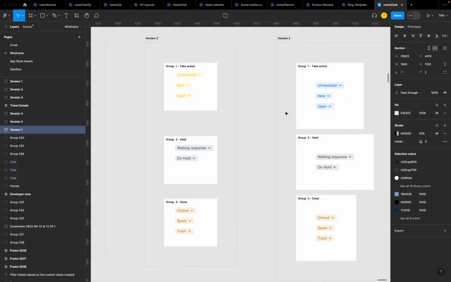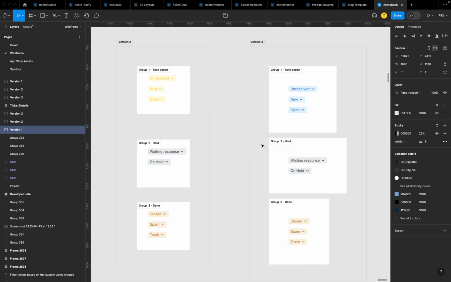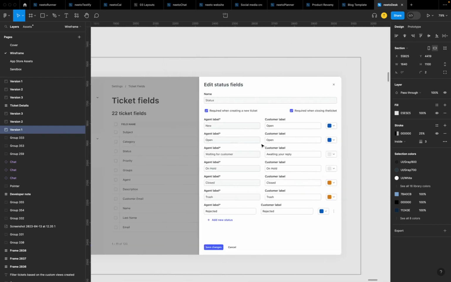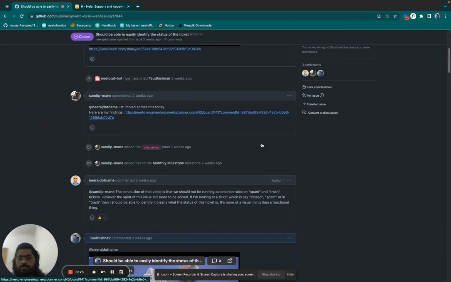So that's when we thought of considering a different approach and going with version 3, where we represented take action using the info color that we were using in the Neeto product. This is a light blue shade that we have taken, and the rest of the two were represented the same way. So finally I presented version 3 for the color combination, and version 2 for this block, and had a discussion with the team.